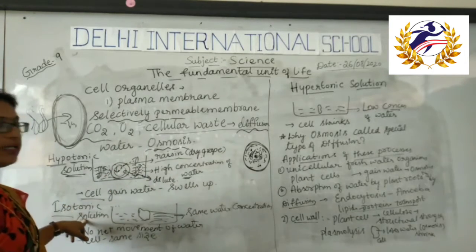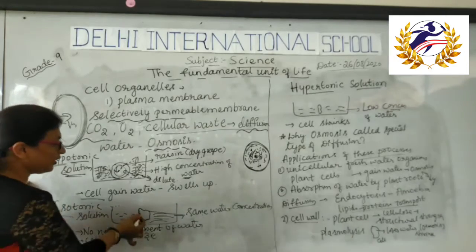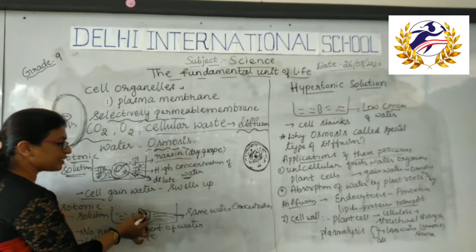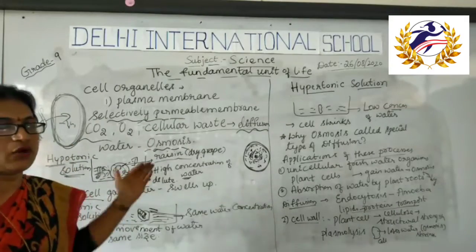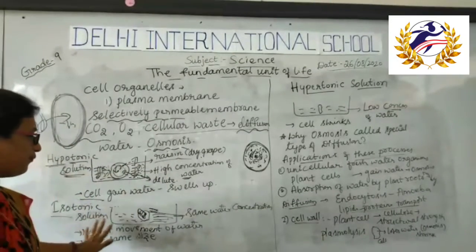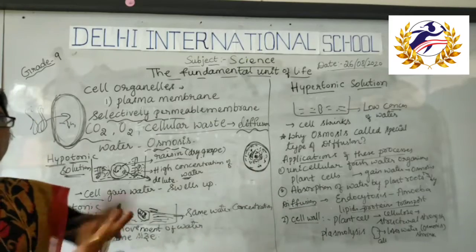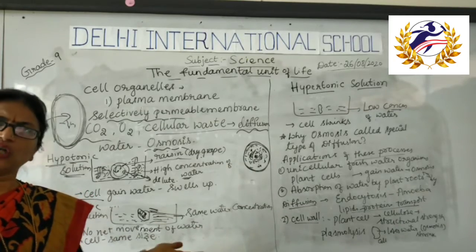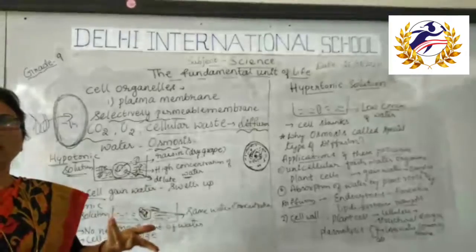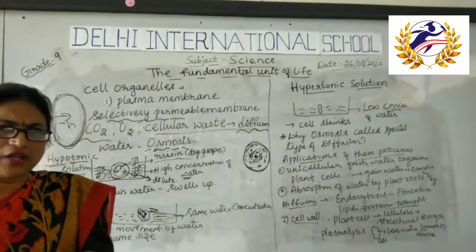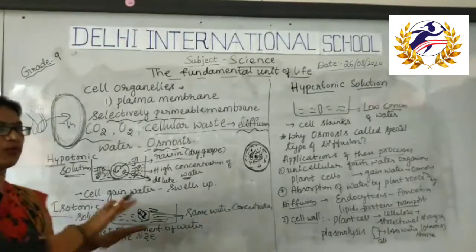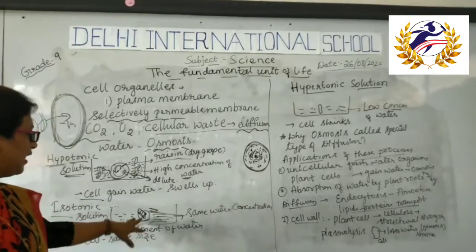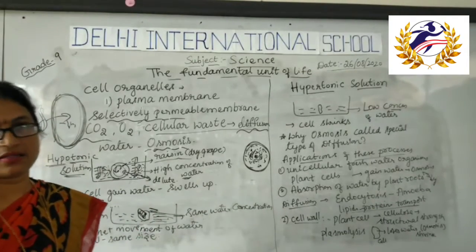Next is isotonic solution. Here, whatever the concentration of water inside the cell is the same as that of the outside of the cell. That is, water concentration outside and inside are the same. So there is no net movement of water because both sides are the same. There is no question of movement of water from high concentration to lower, isn't it? So that's why the net movement of water is zero and the cell doesn't change in size.